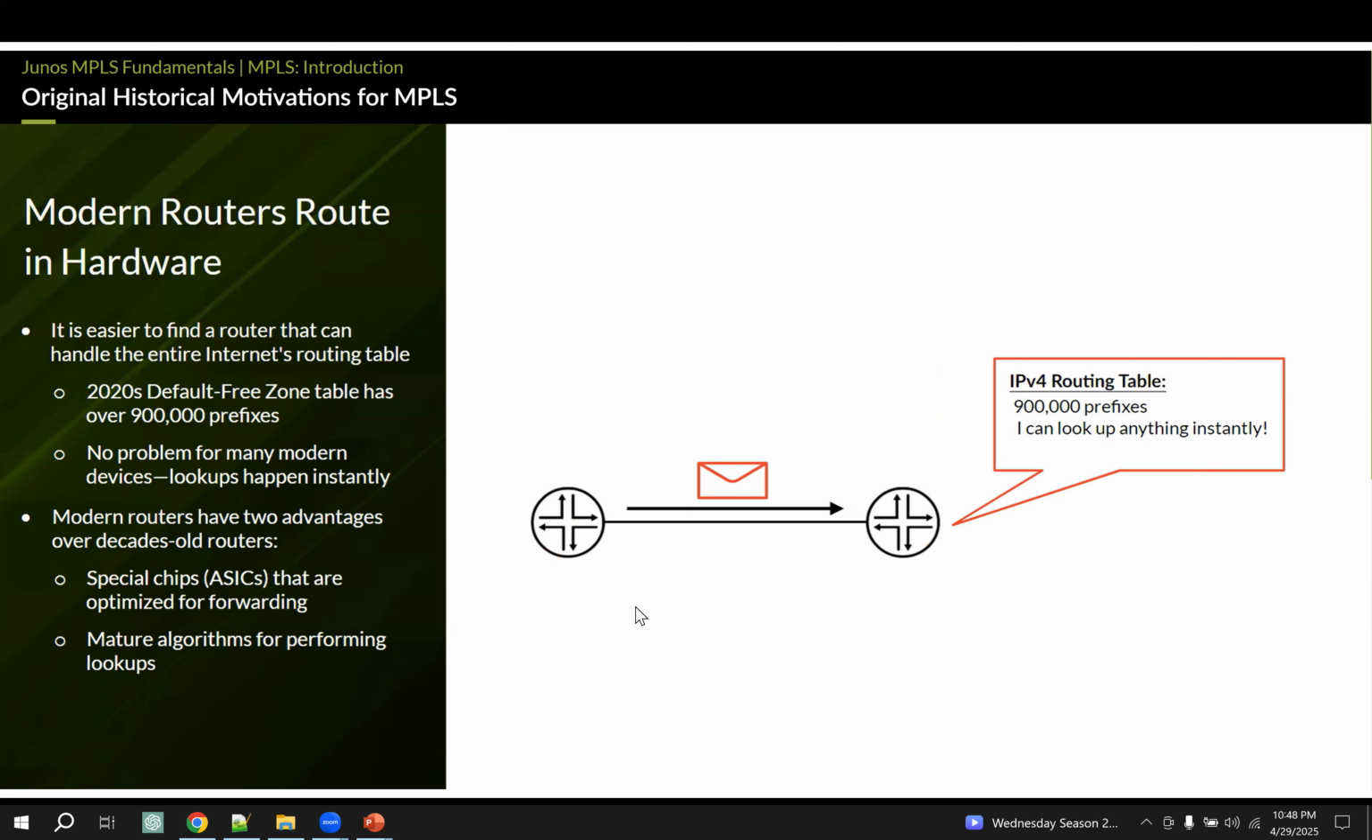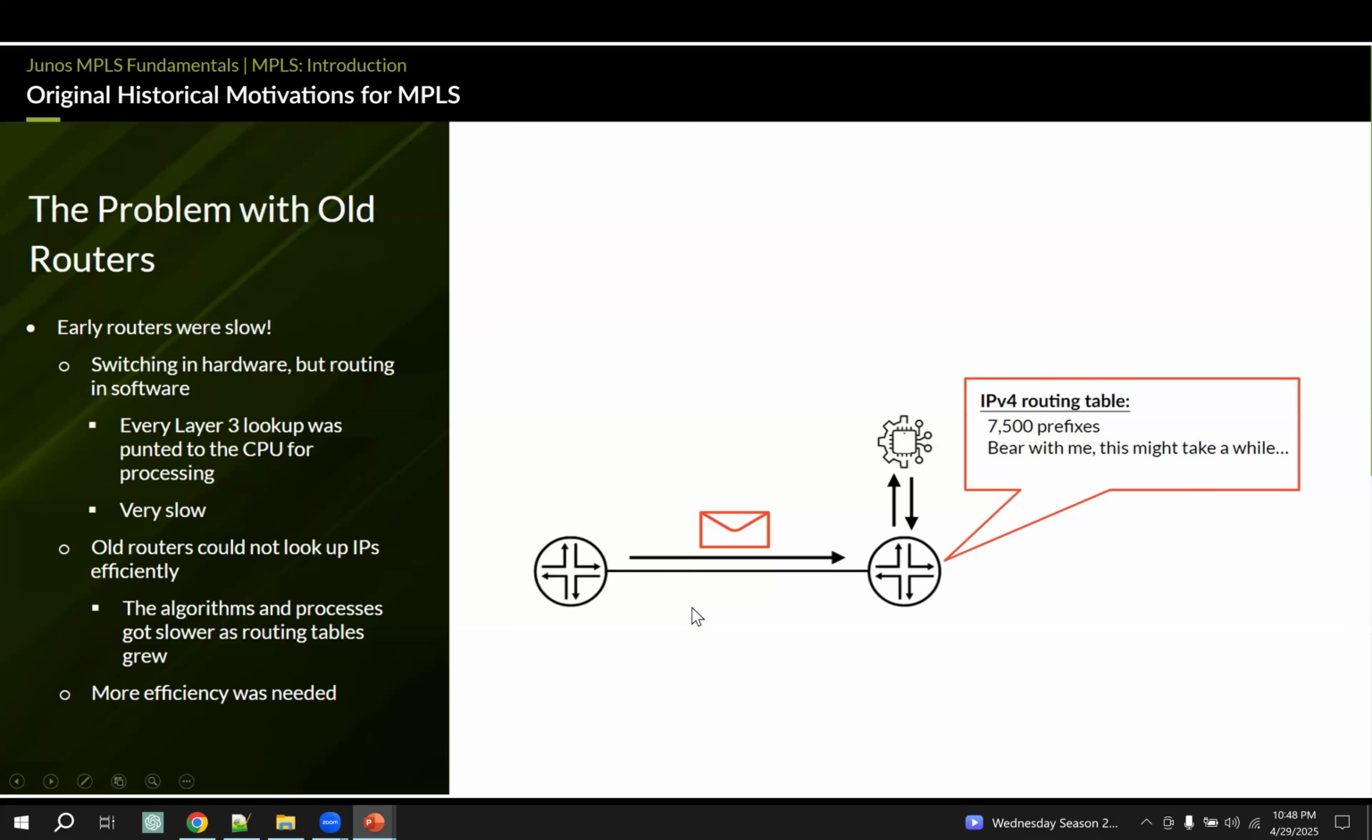And if you deploy MPLS, MPLS will work with labels, not the routing table. Label switching is faster than IP routing table lookup. So this is the main reason. The problem with old routers is that early routers were very slow. Switching was in hardware, but routing was in software. Every layer 3 lookup was punted to the CPU for processing. Very slow. But CPU-based devices are now already out of the market.